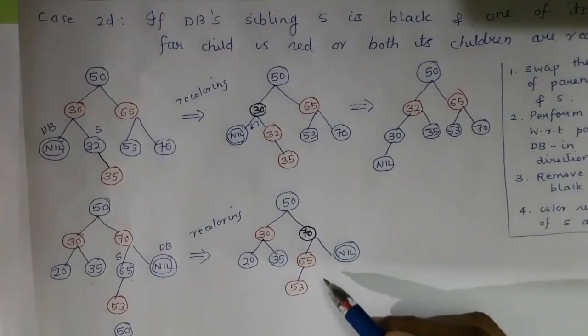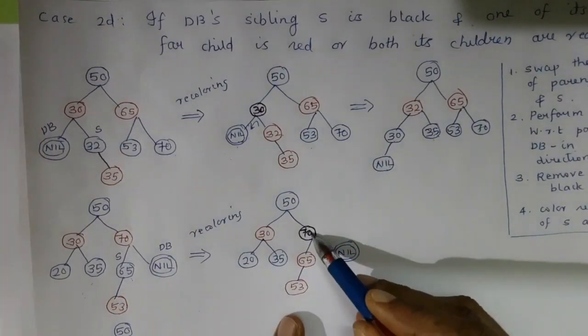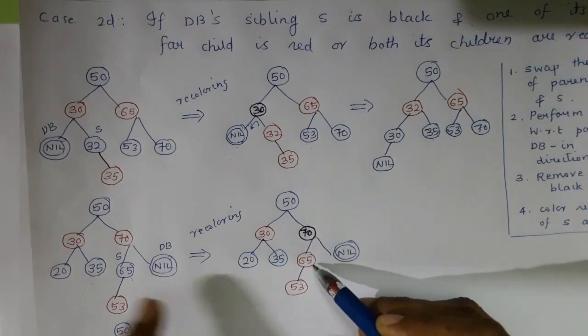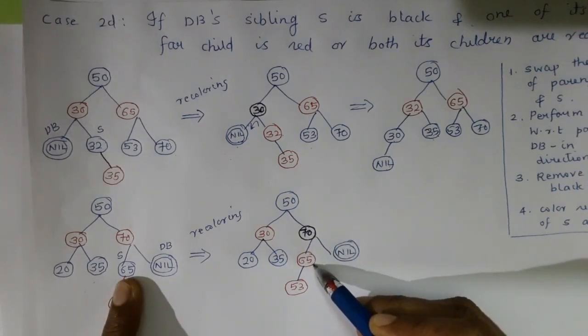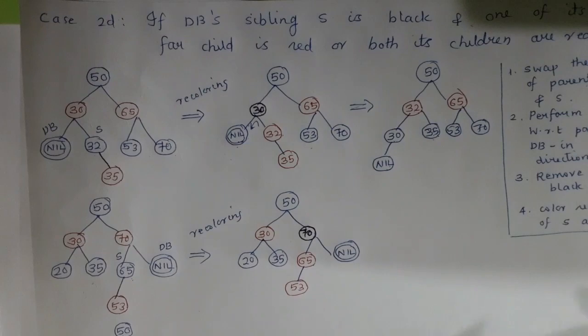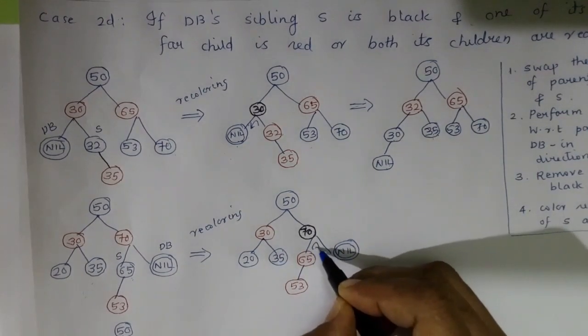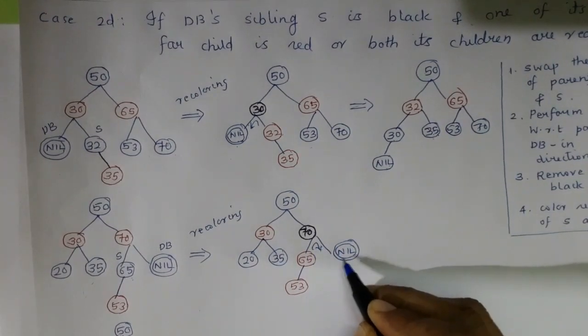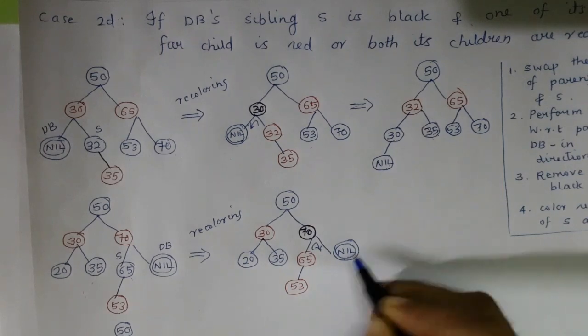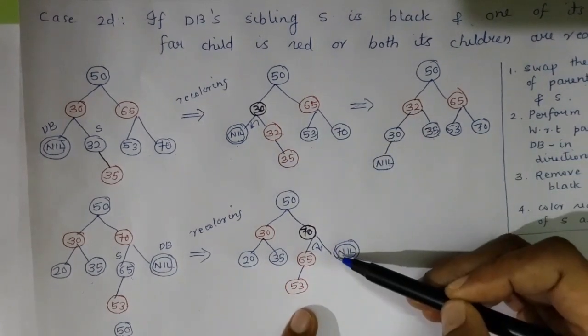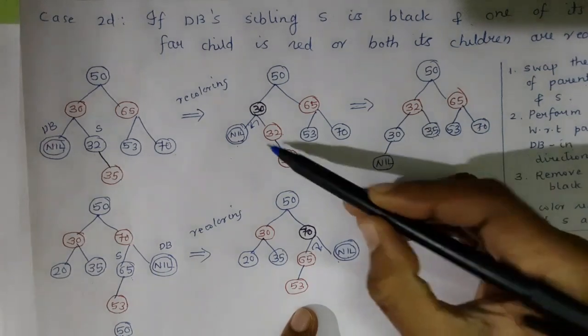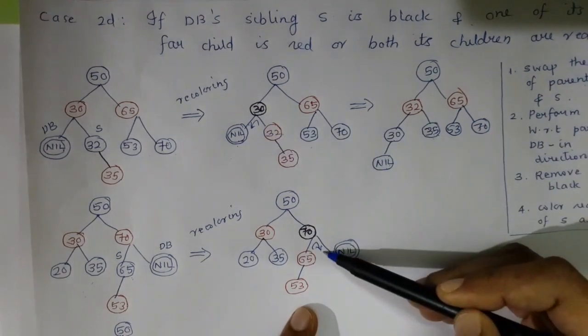After recoloring, the tree is like this: 70 is recolored as black and 65 is recolored as red. Then perform rotation. Here the rotation is in the right direction, the same direction as the double black node. Actually, this one is the mirror image of the previous one. So here the rotation is left side, here the rotation is right side.